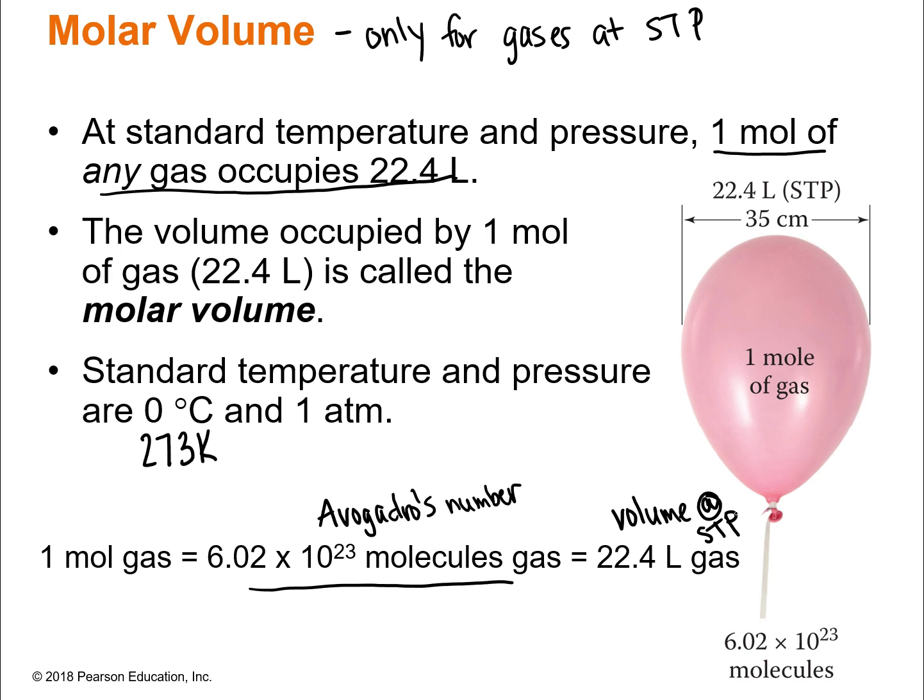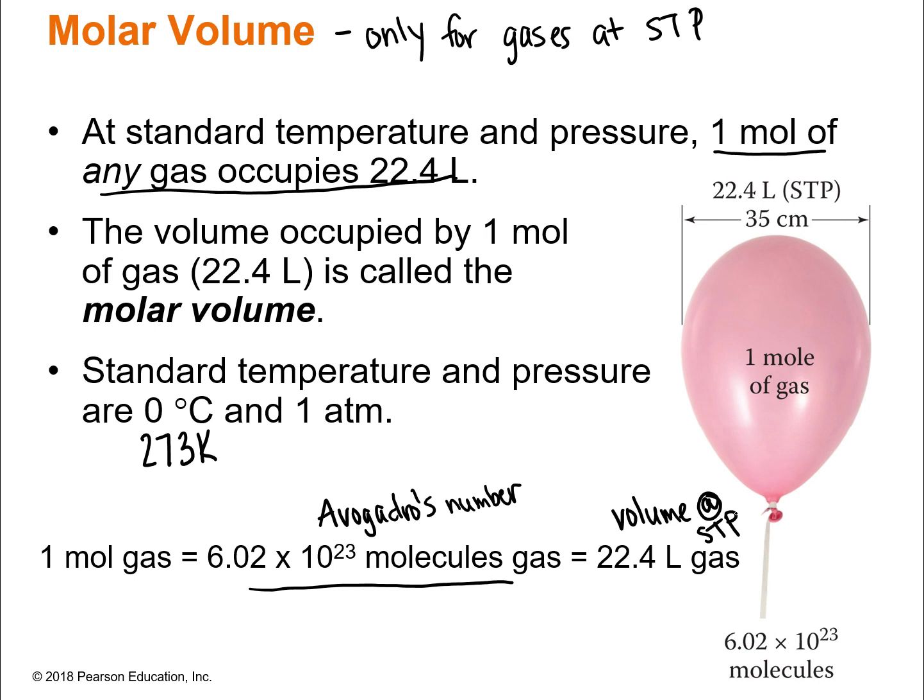Okay. So we're talking about molar volume, which is only for gases at standard temperature and pressure, STP. Under these conditions, where the temperature is 273 Kelvin or 0 degrees Celsius, and 1 atmosphere of pressure, the volume of 1 mole of gas is 22.4 liters. So it could be oxygen gas, fluorine gas, whatever gas you can think of. 1 mole of it under STP conditions is going to take up a volume of 22.4 liters.